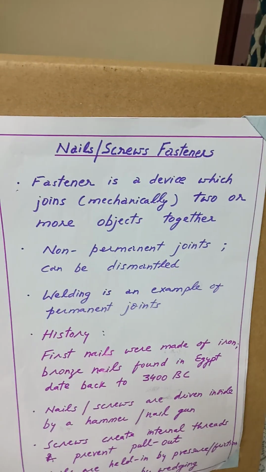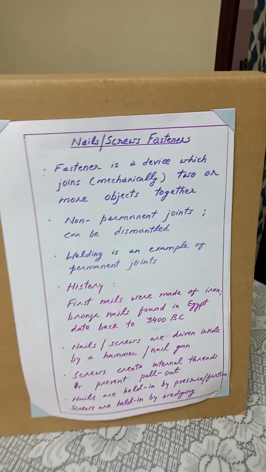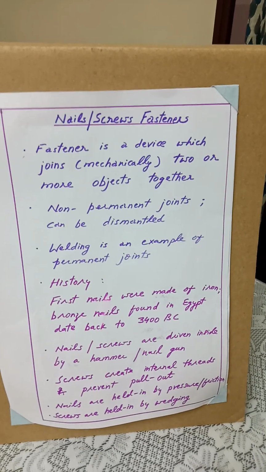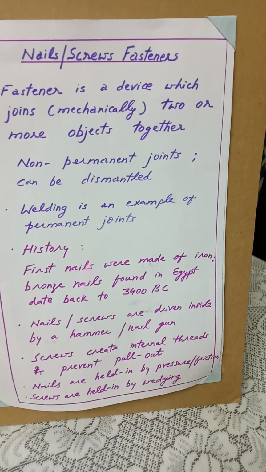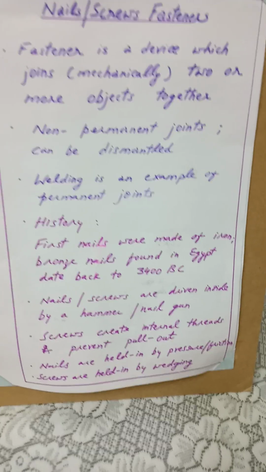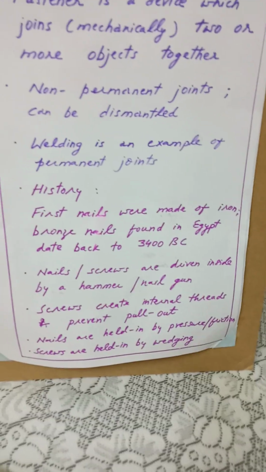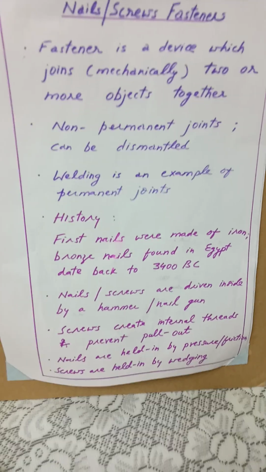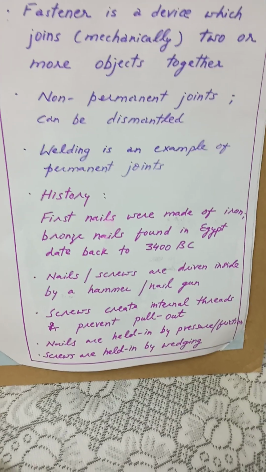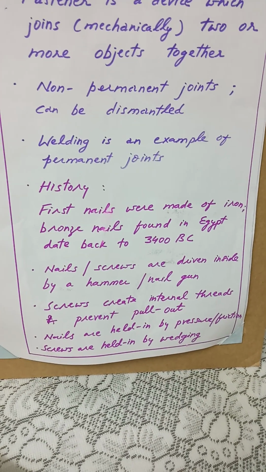Hello everybody. Today we will be talking about another type of fasteners which we use very commonly in our house, and that is the nail or screw fasteners. As you know, a fastener is a device which joins mechanically two or more objects together, and the type of fasteners which we use in our house are usually non-permanent joints, that is they can be dismantled, whereas welding is a typical example of permanent joints.